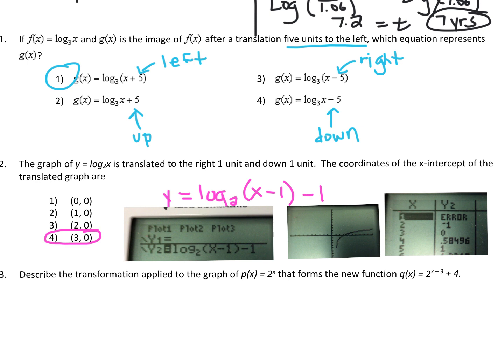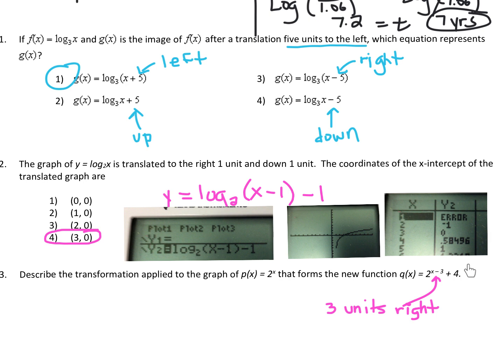Okay, and then number 13. If you were given this function and we're shifting it like this, well, basically, look, 3 is being subtracted within the function. So if you're subtracting a number within the function, we know that's going to move it to the right. So this is moving it to the right 3 units. Okay, so again, we were subtracting it within the function, which in this case was within the exponent.